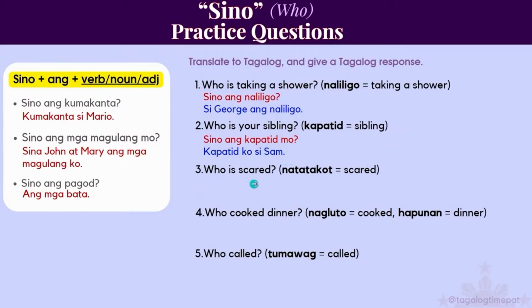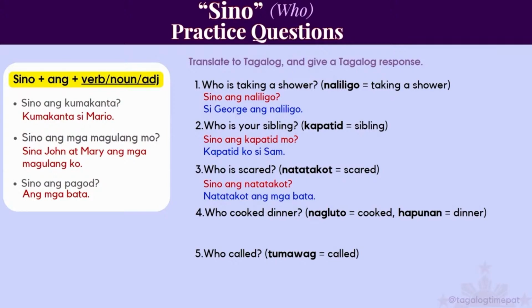Number 3, who is scared? Natatakot is scared. Sino ang natatakot? Who is scared? Natatakot ang mga bata. The kids are scared. Number 4, who cooked dinner?